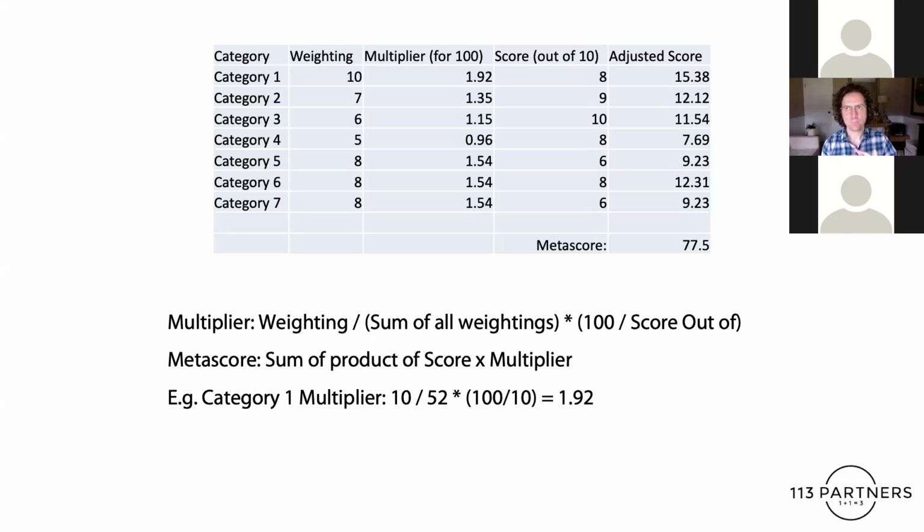Again, if you want to have a look at one of these models, I can absolutely share an Excel document with you, but because each of these categories is so varied between each client that we work with, it's very difficult to give you a baseline one to work with. But this is the maths that underpins it, if you wanted to go through the process of generating a meta score or an Excel model to be able to do this. This is what it looks like.